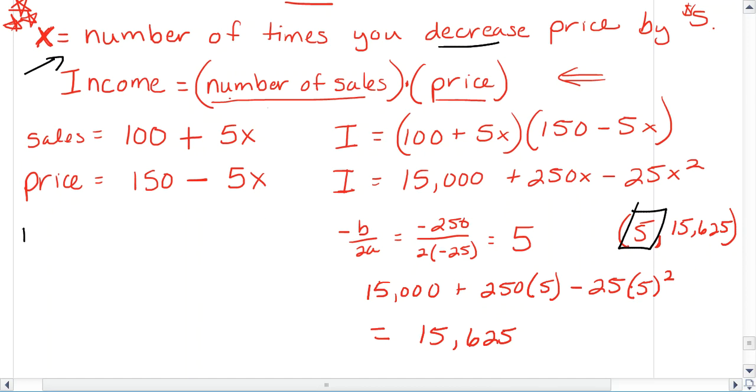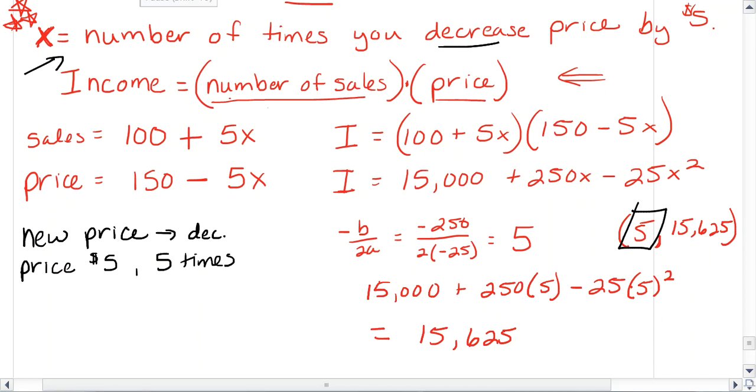So we need to do some math here to come up with the new price that we're going to sell our items for, because we're leaving money on the table and we want to maximize our sales here. So to find this new price, we're going to decrease our price by $5, but we're going to do it 5 times for a total of, we're going to lower that price by 25 bucks. So now our new price becomes, for the items, $125. So that's our new price.